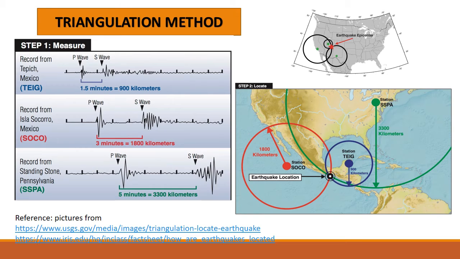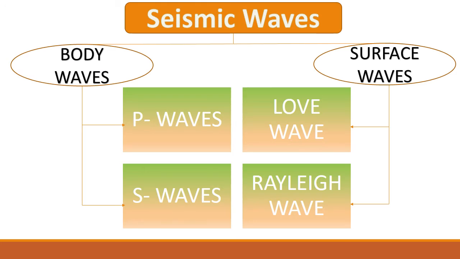You should get 3 circles that intersect or nearly intersect at a point. This intersection is the epicenter. So, nakita ninyo kung saan nag-intersect yung green line, blue, and red, doon ang ating epicenter of an earthquake. And that is the triangulation method. The triangulation method is very important in locating an epicenter.